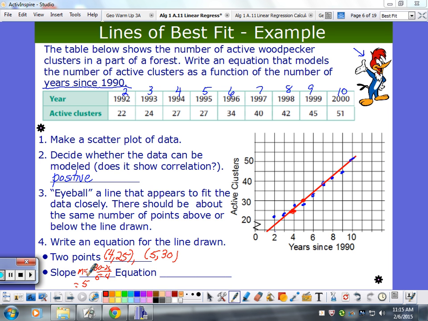Okay, that's my slope. Now I pick one of these points. I'm picking this point. It doesn't matter. Y minus 25 equals 5 times x minus 4. Yours will be different. So this is what I got: y equals 5x plus 5. So go and figure out what your line's equation is. It won't be my line, it'll be your line. Once you have an equation for your line, I want to hear what it is. What's the equation for your line?